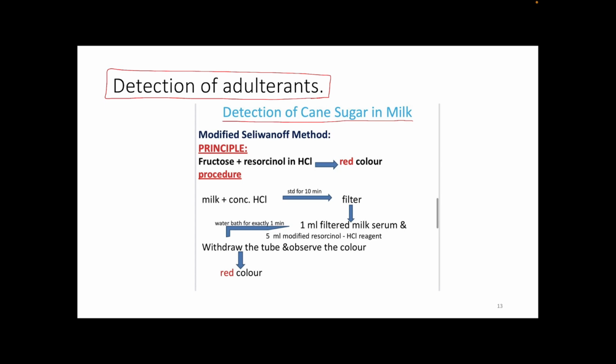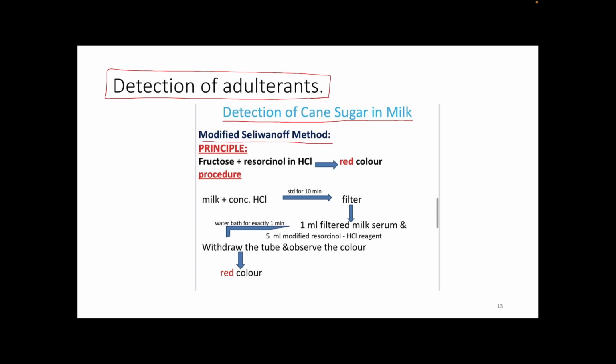And of course, it also increases the calorie content of the milk other than the values mentioned on the label or the bottle. How to detect the presence of cane sugar in milk? We can use the modified Sullivanov method.